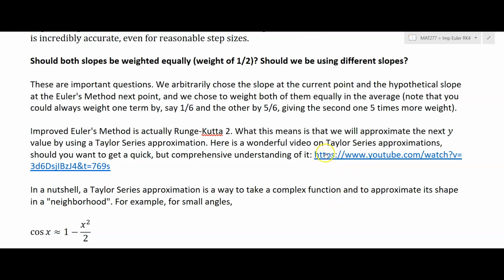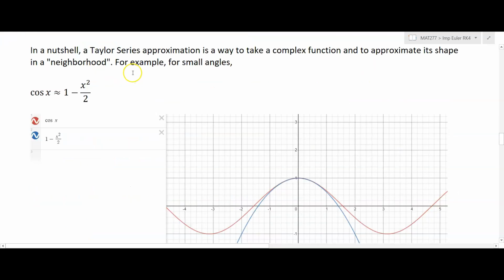And I recommend this video highly. It's 22 minutes long, and you're going to find some valuable information there about what a Taylor series is. I'll describe it here in a nutshell. What the Taylor series does is it's a way to take a complex function and approximate its shape in a neighborhood, using only polynomials, in fact.